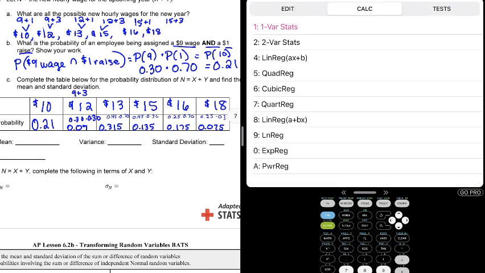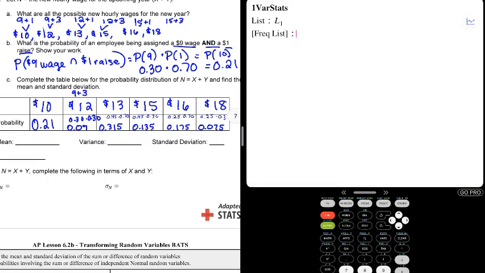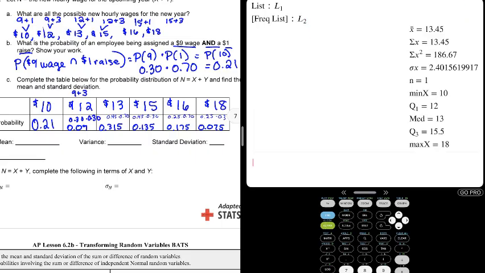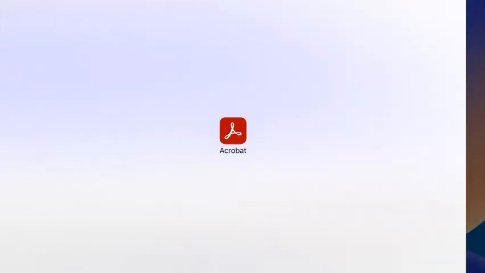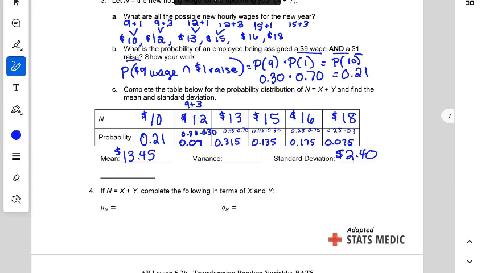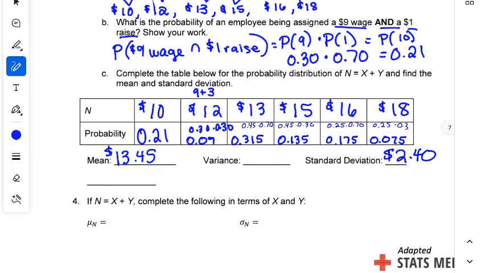Stat over to calc, 1-var statistics. All right, so the mean is 1345, and the standard deviation is 240. Okay, y'all agree? All good. But we do need to find the variance, so we square. What's 240 squared? 57,600. Yeah.